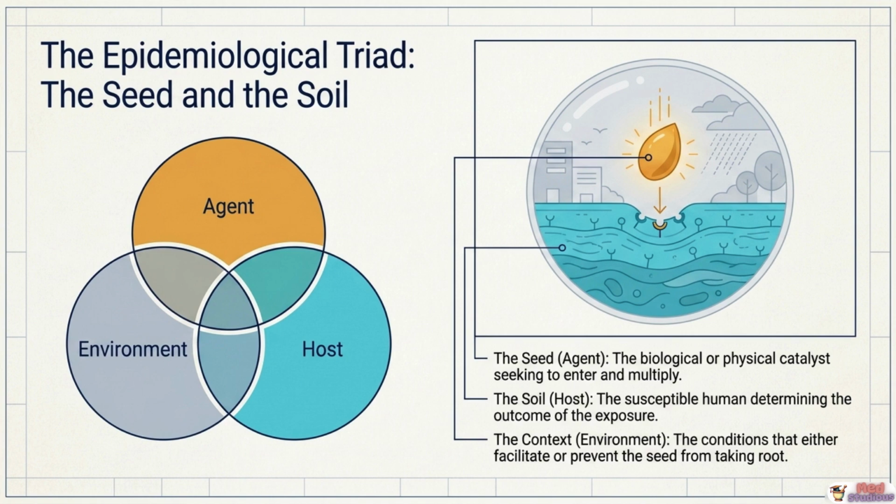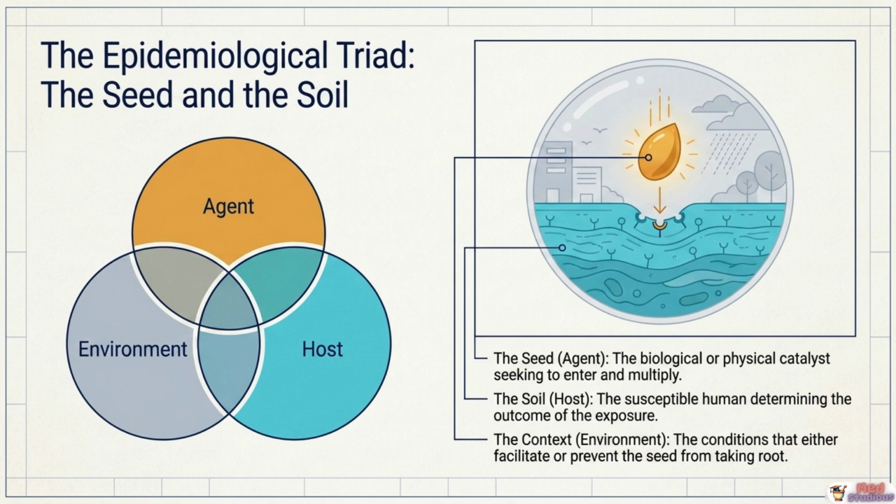Disease does not occur from any single component in isolation. It occurs only when all three are present in the right configuration simultaneously: a sufficiently virulent agent, a sufficiently susceptible host, and an environment that facilitates transmission.